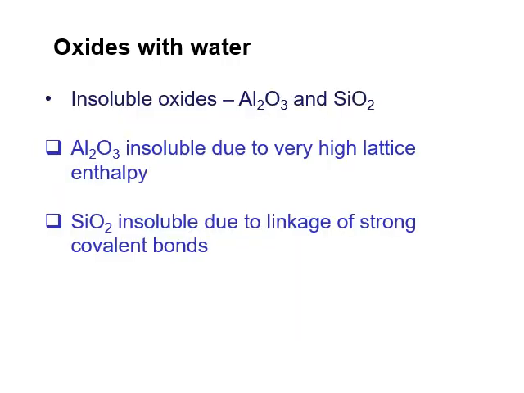Looking at our middle group, we've got aluminium oxide and silicon dioxide this time. They're a bit unusual. Aluminium oxide is completely insoluble because it's got a very high lattice enthalpy, and silicon dioxide is insoluble because of the really strong covalent bonds between all the atoms. So neither of these two are soluble, so we don't look at their reactions with water because they don't dissolve to do anything.